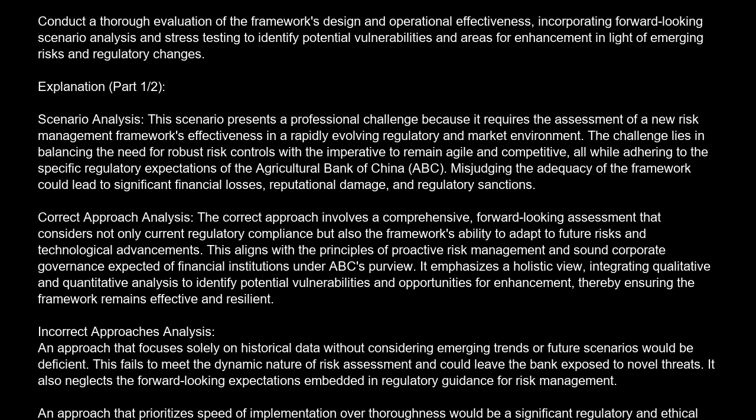Correct approach analysis. The correct approach involves a comprehensive, forward-looking assessment that considers not only current regulatory compliance, but also the framework's ability to adapt to future risks and technological advancements. This aligns with the principles of proactive risk management and sound corporate governance expected of financial institutions under ABC's purview. It emphasizes a holistic view, integrating qualitative and quantitative analysis to identify potential vulnerabilities and opportunities for enhancement, thereby ensuring the framework remains effective and resilient.